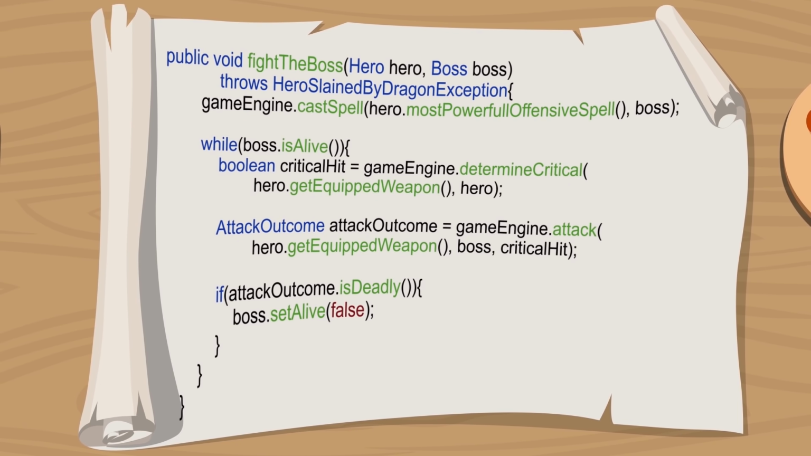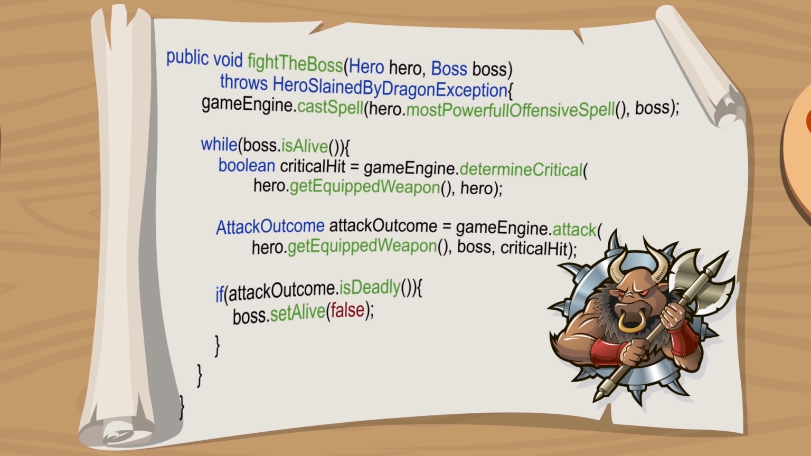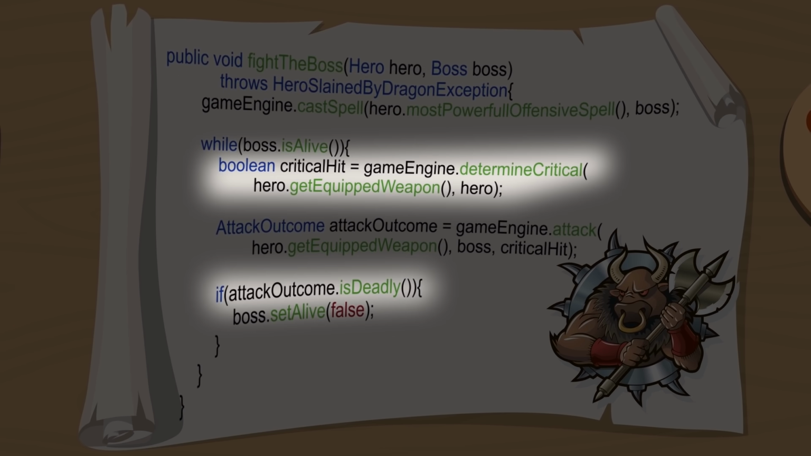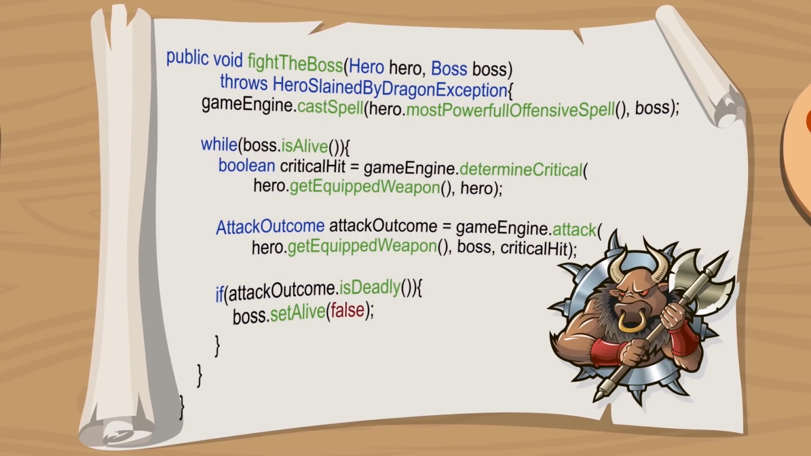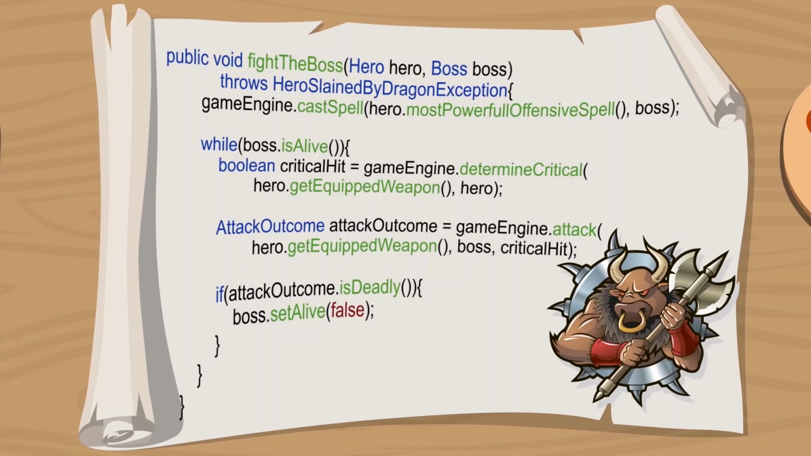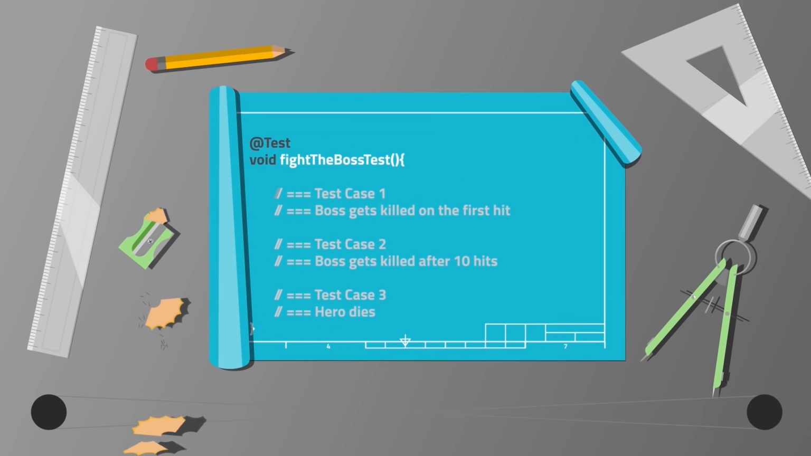Fighting with a boss seems to be a straightforward action, and unit testing seems easy. There are quite a few details though. The casting of a spell before the battle, checking for critical hits, deadly blows, doing that in a loop until one of the attackers gets slain. So eventually it turns out there are a couple of scenarios to test here. Let's see how not to write a unit test for this method.